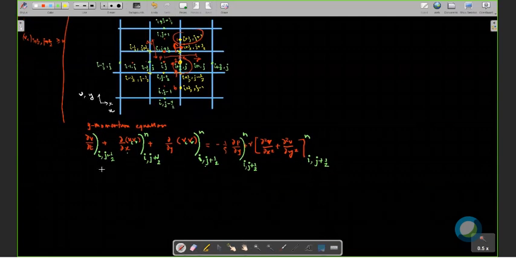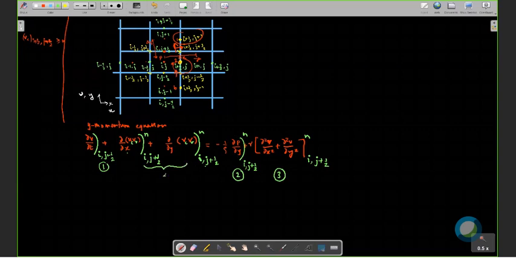So we start with term 1. That is term 1, transient term. Then we start with this pressure term. Then we start with this diffusion term. And then we start with this convection term. So the first term, we can write transient V, which is equal to this.